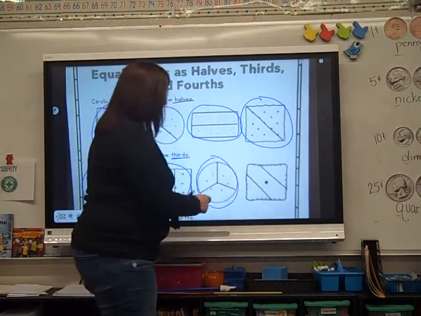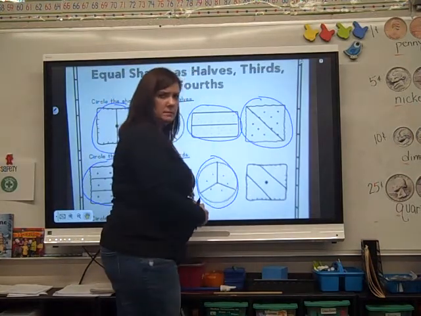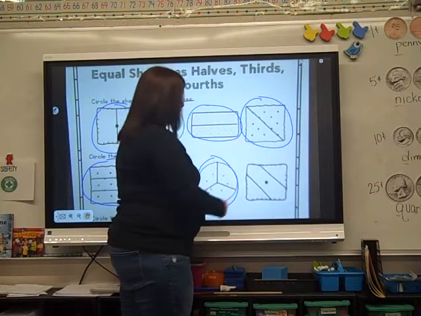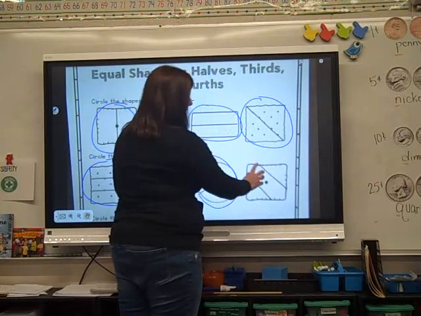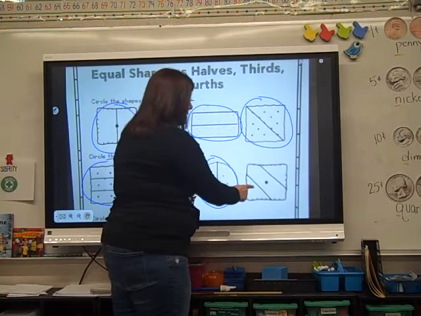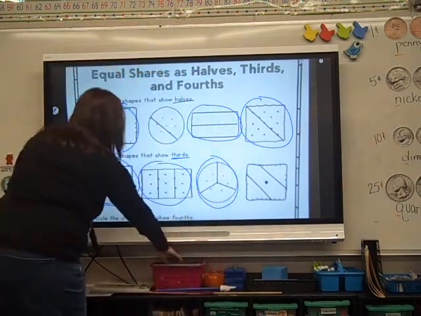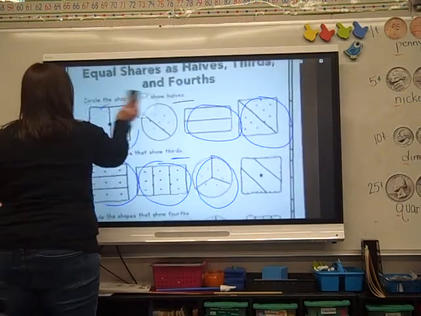All right, let's look at this one. Are all 3 of those pieces the same size? No. This piece looks a lot bigger, doesn't it? So this one is not cut into thirds because they're not the same. All right, I've got to erase and move down, all right?